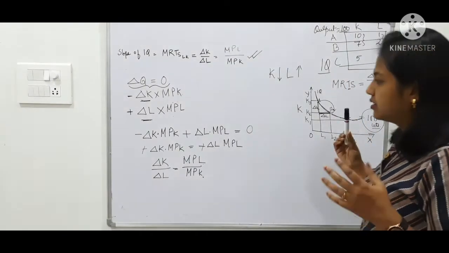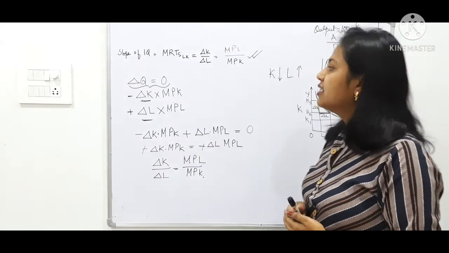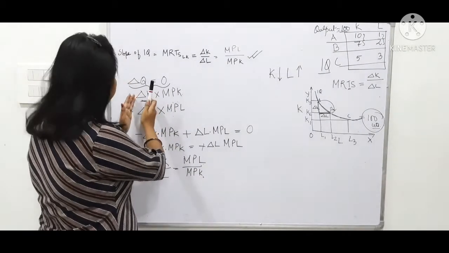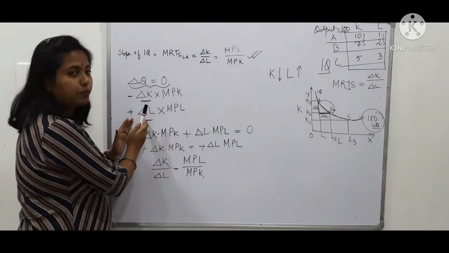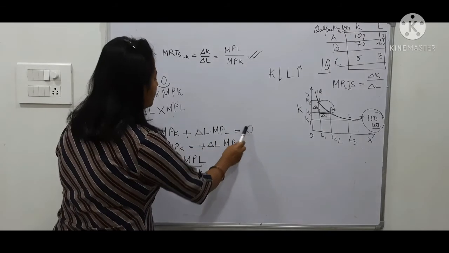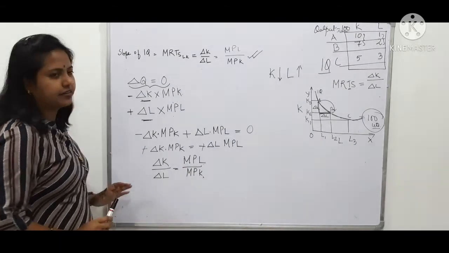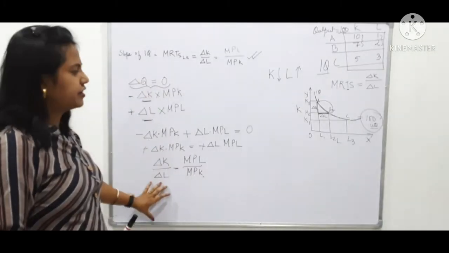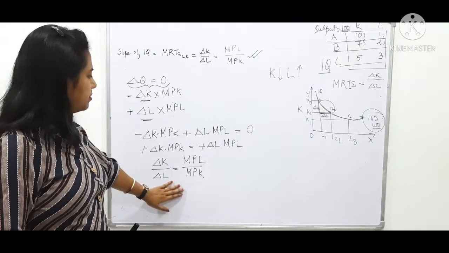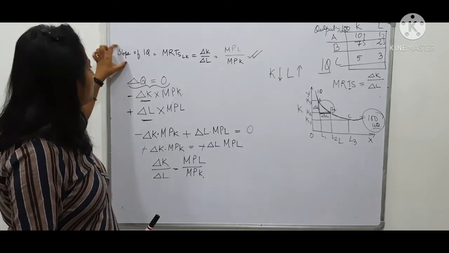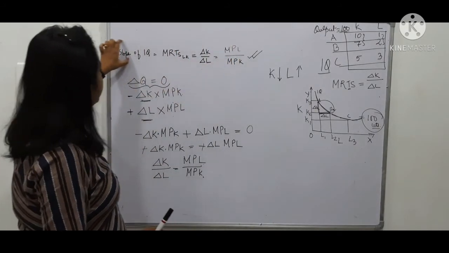But the sum and substance is that the negative change in one is compensated by a positive change in another, as a result of which your change in output is 0. And then finally you get this. But if you do not understand the inner fundamentals and derivations, fine, but you must know this one. What is the slope of isoquant?